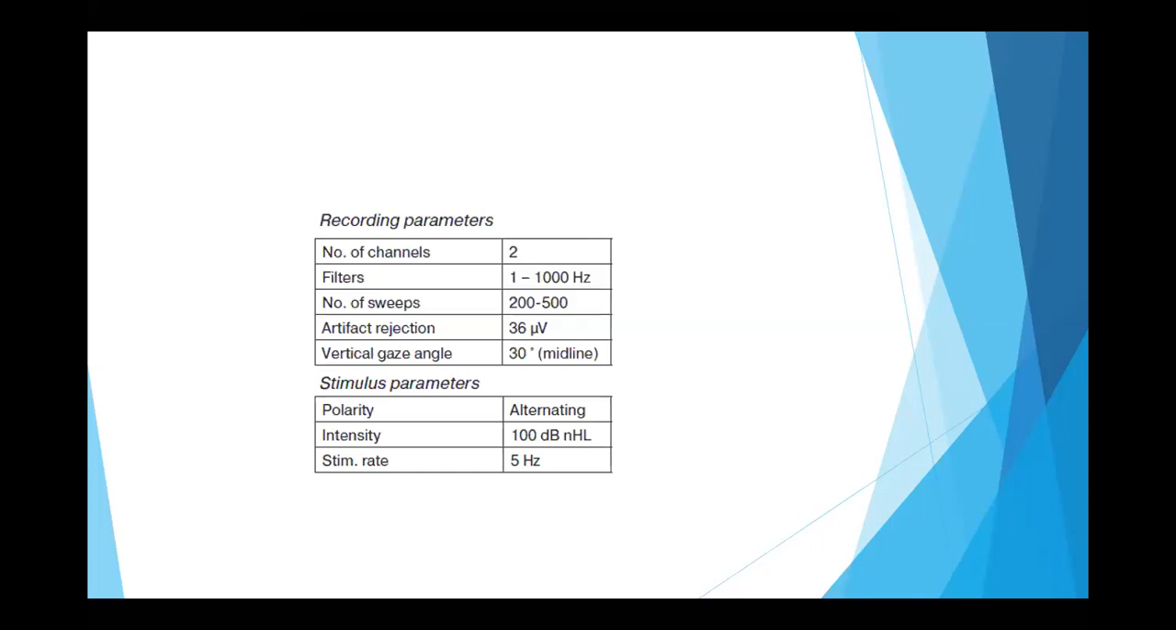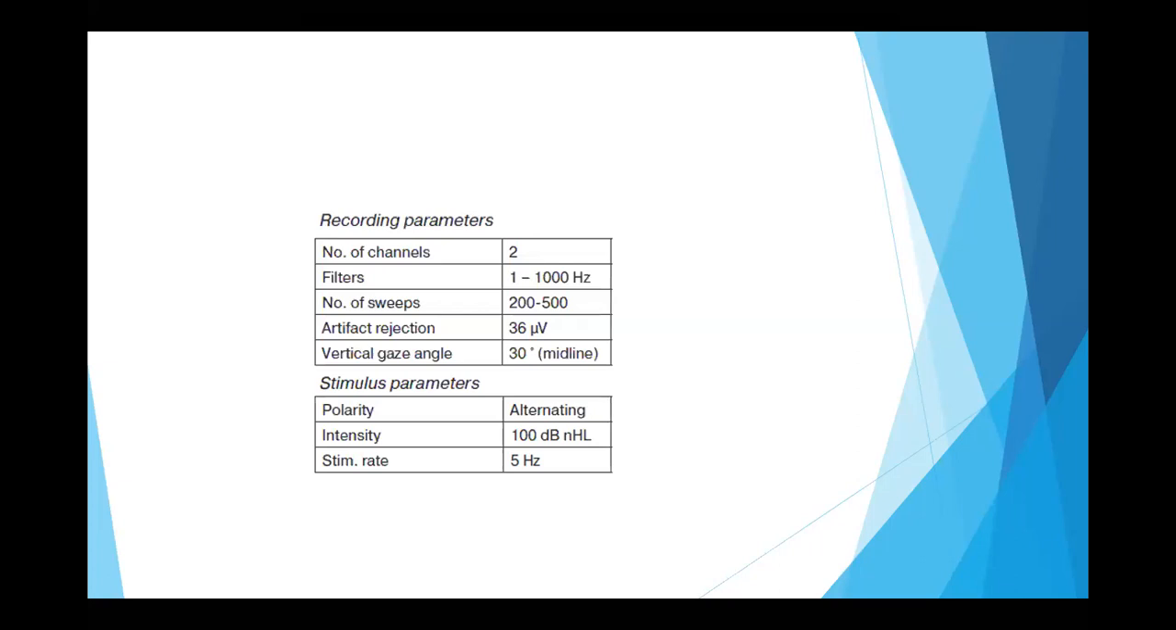Okay. Then the artifact rejection is set at 36 microvolt so that we don't record any eye blink responses. And also whenever there is a muscle artifact response, we always use alternating polarity. We don't use rarefaction polarity. And then again, the stimulus is going to be higher, and the rate is again 5 Hertz.